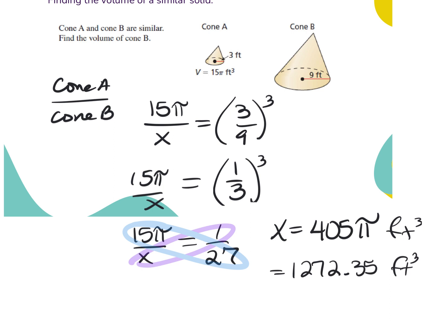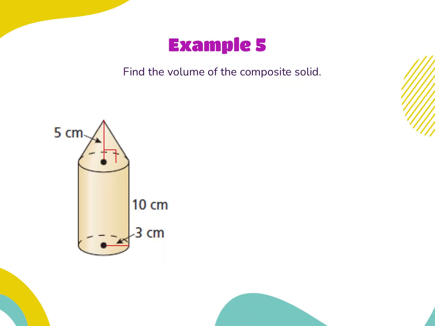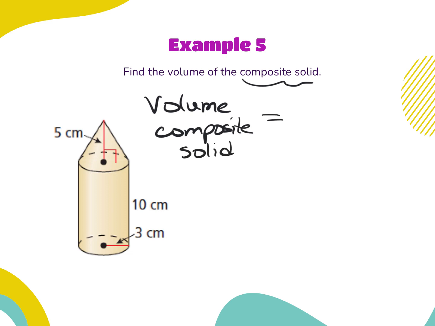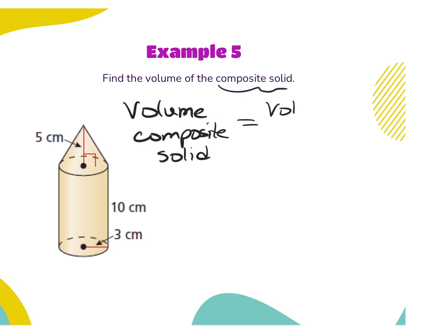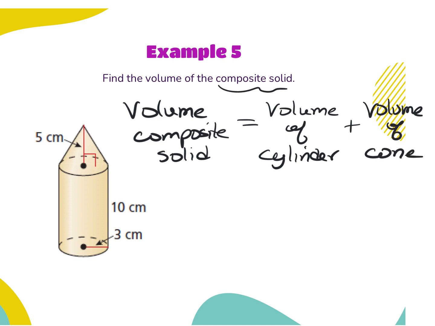And the last example is a composite figure. It's made up of a cylinder and a cone. And I'm going to find the volume separately and then add them. All right, last example. It wants the composite solid. So to find the volume of this composite solid, what I'm going to be doing is finding the volume of the bottom cylinder and adding it to the volume of the cone that's on the top.